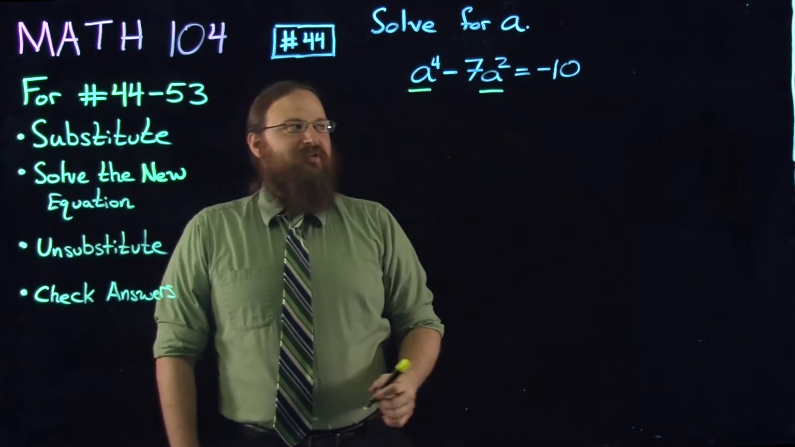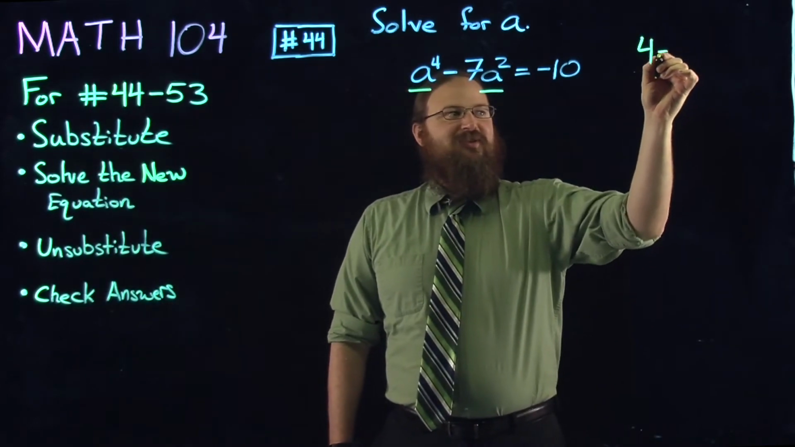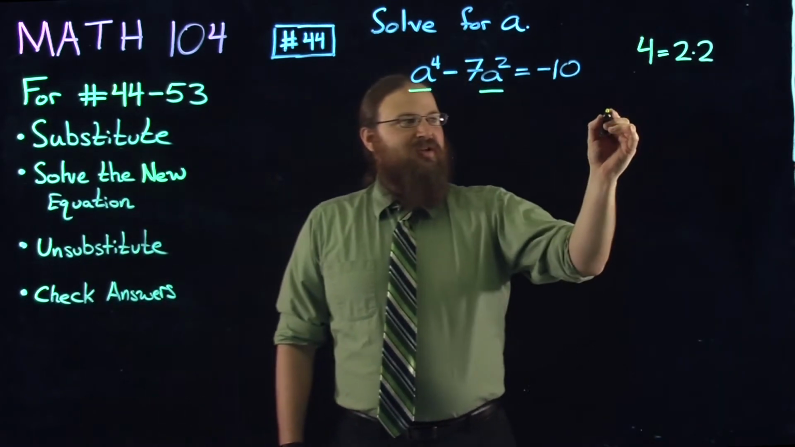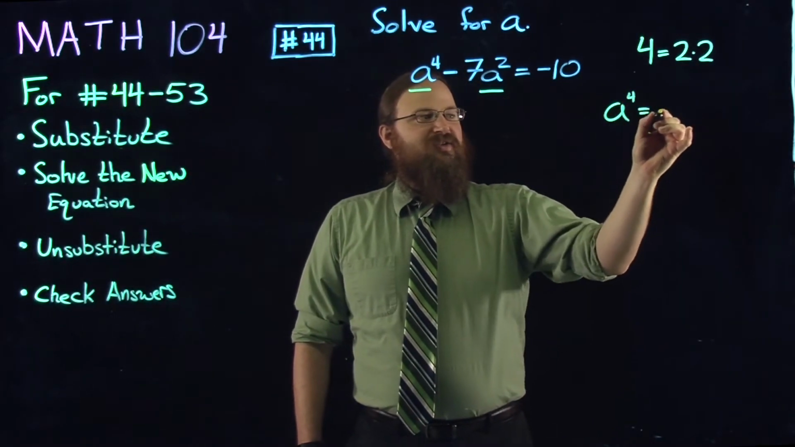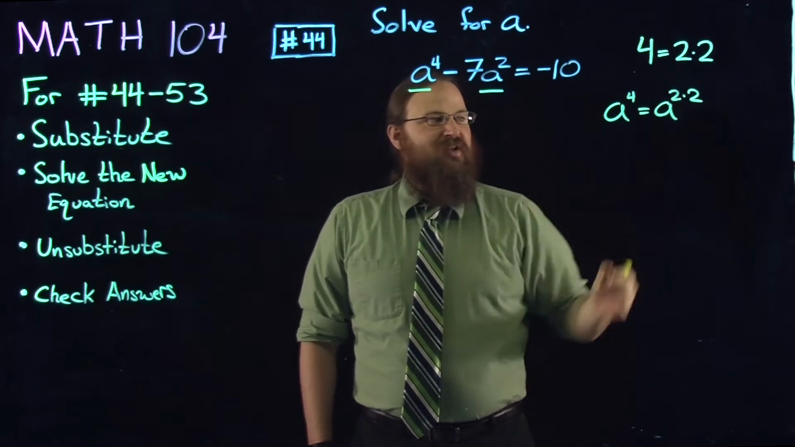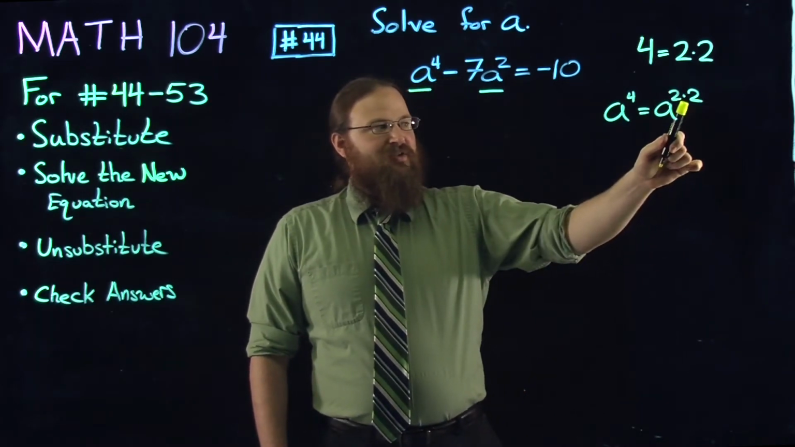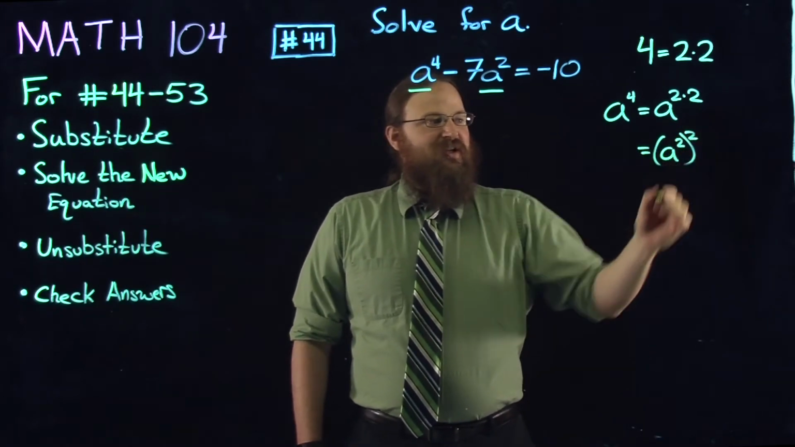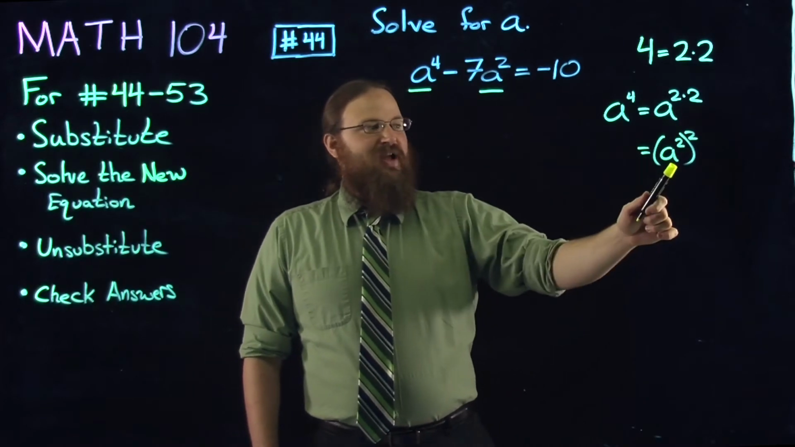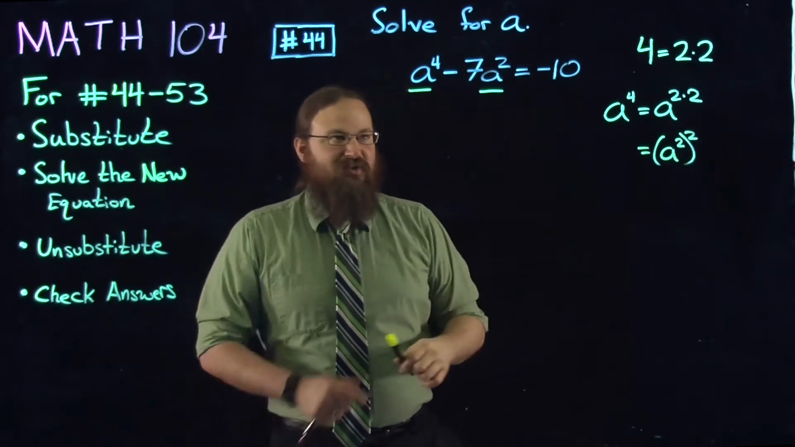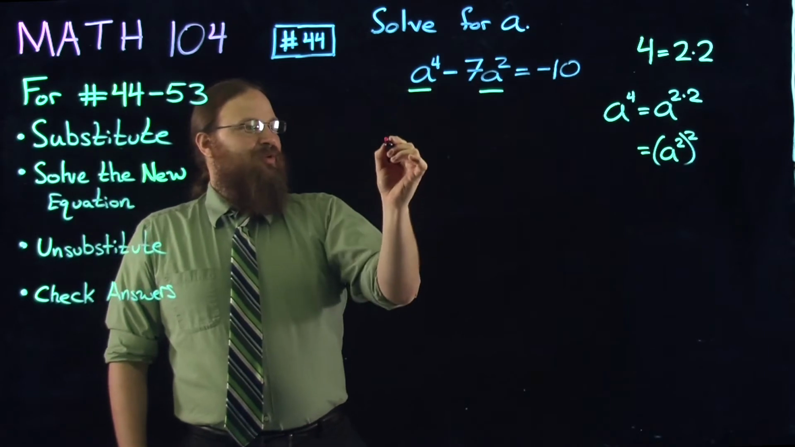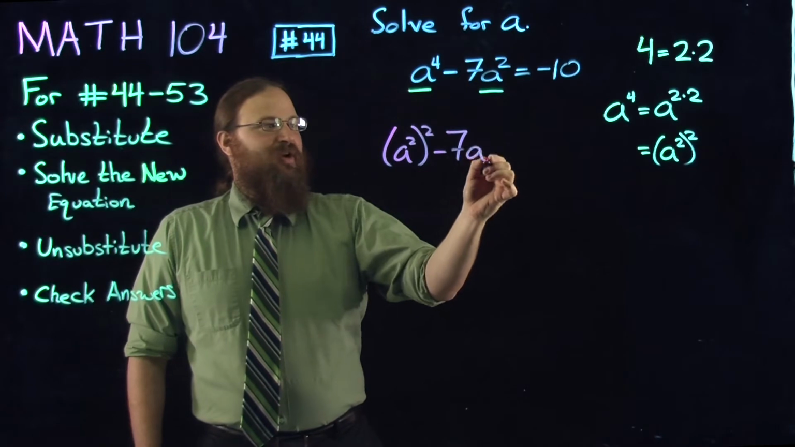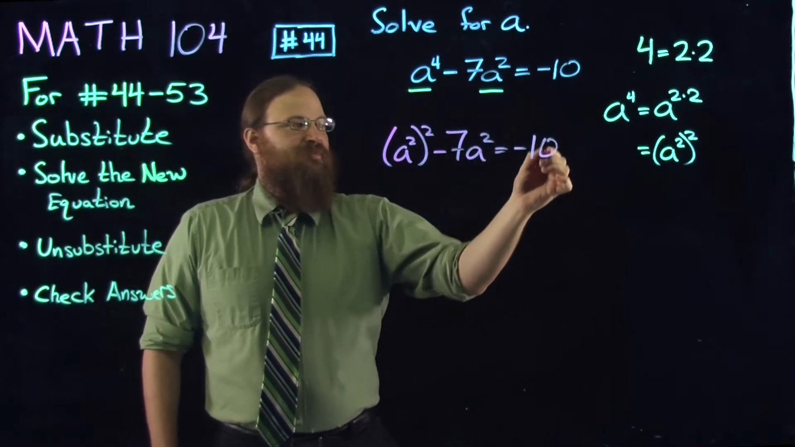When I see a to the fourth, keep in mind that 4, this is kind of a silly thing to say, can be written as 2 times 2. So when I see a to the fourth, I can write this as a 2 times 2. Now, when you take a product of exponents, you can put them outside of parentheses. So a to the fourth is equivalent to a squared, squared. So let's rewrite this problem. Instead of a to the fourth, we have a squared squared minus 7a squared equals negative 10.